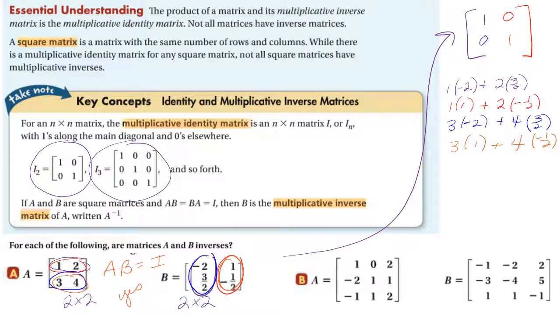And you do the same thing with a 3 by 3. You're just going to multiply all the way out. If they're inverses of each other, you get the identity matrix that's a 3 by 3. And if not, then you won't get that.